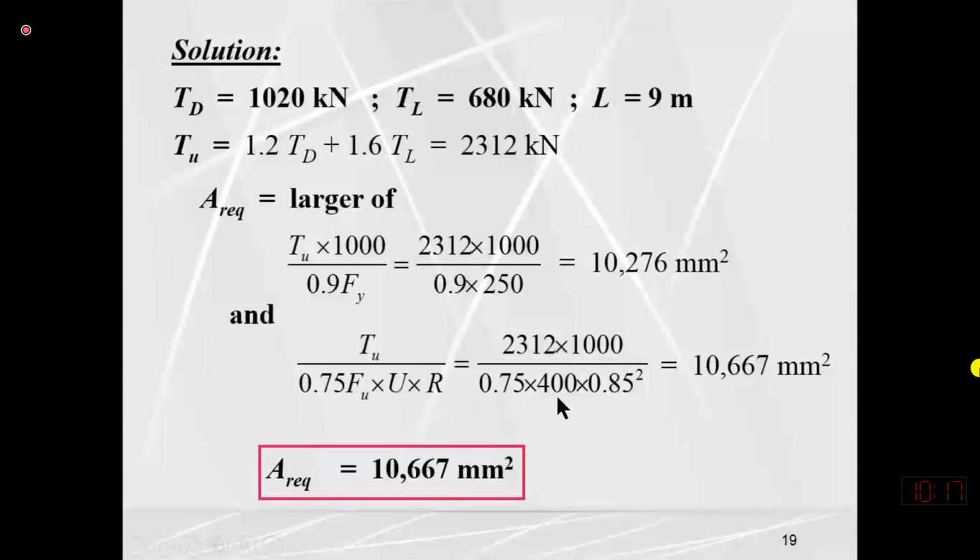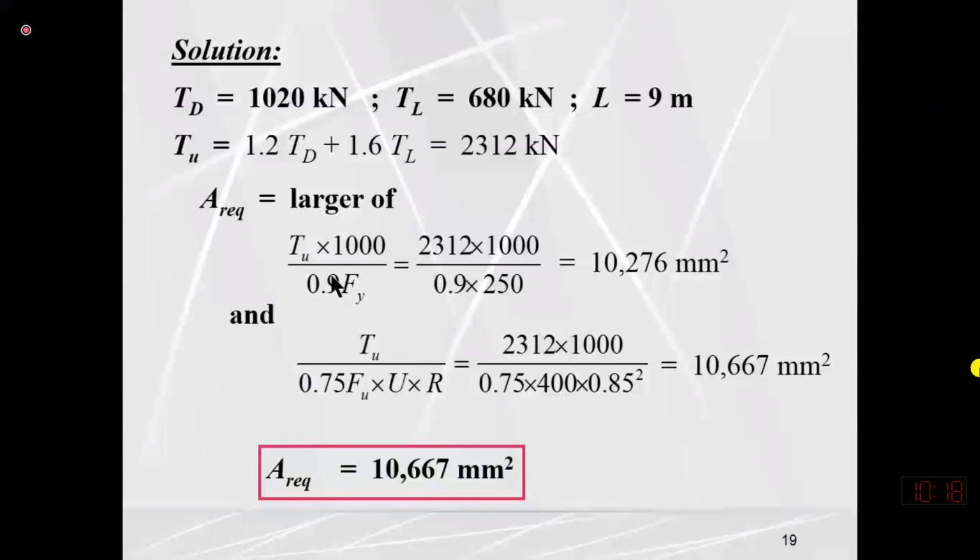But AISC recommends one thing: do not assume an R value less than 0.8. The lowest value you can assume is 0.8 or 0.85. So here I have assumed both R and U value 0.85. For the U value, I have consulted page number 98 of the LRFD manual. The LRFD manual is allowed to be used in the examination, so that's why I'm always asking you to open the page and see the values.